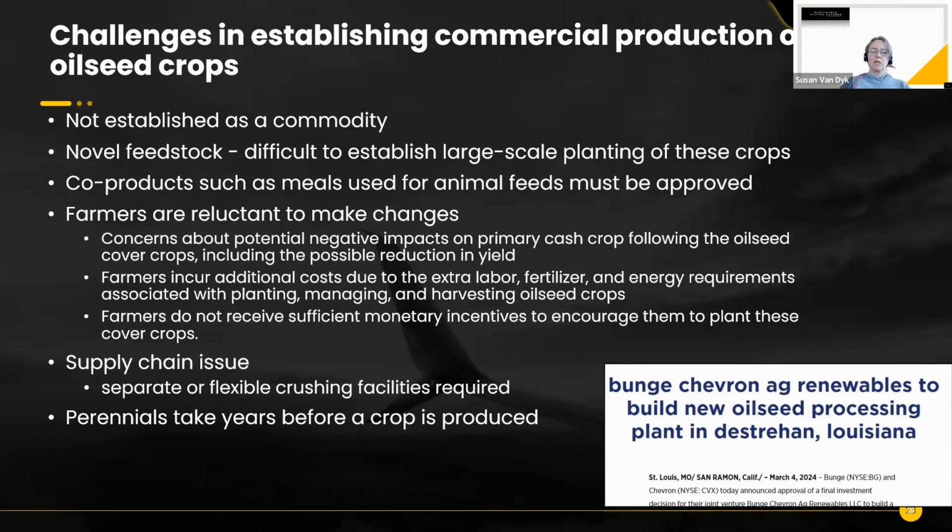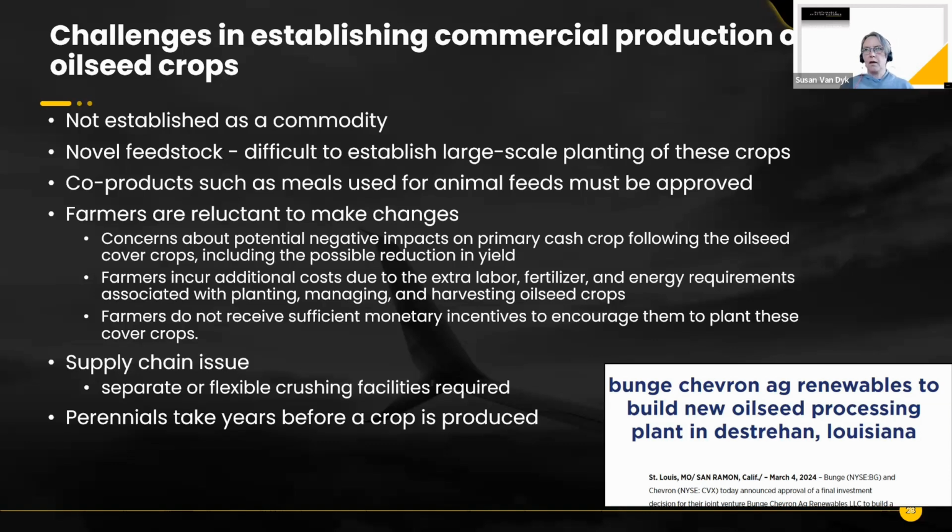There are also supply chain issues, as I explained. Supply chain means you also need the crushing facilities, and although there are crushing facilities for existing crops like soybeans or canola or rapeseed, the seeds are not the same. So you might need separate crushing facilities. And what we see recently, this company is building a new oilseed processing plant in order to start processing these other seeds, or you need to convert it, because a soybean is a hard seed. Some of these cover crops would be a soft seed. So you can't just use the same equipment.